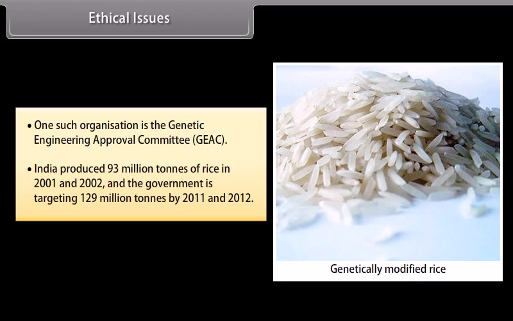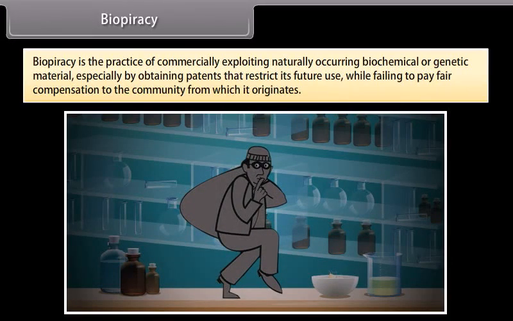India produced 93 million tons of rice in 2001 and 2002, and the government is targeting 129 million tons by 2011 and 2012. Biopiracy. Biopiracy is the practice of commercially exploiting naturally occurring biochemical or genetic material, especially by obtaining patents that restrict its future use while failing to pay fair compensation to the community from which it originates.